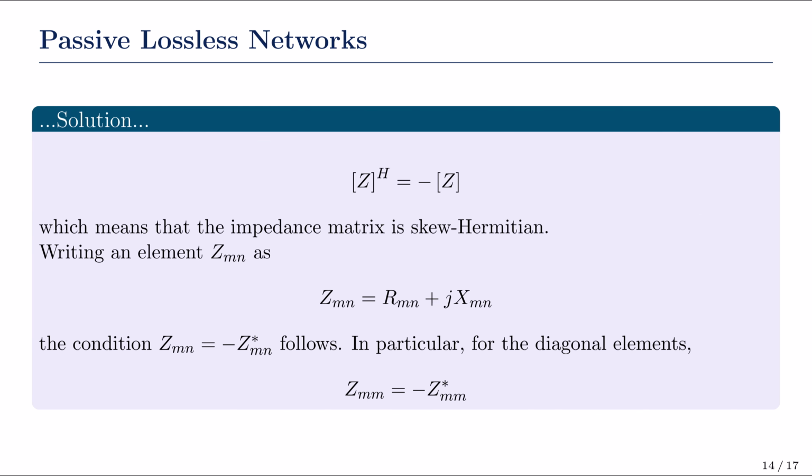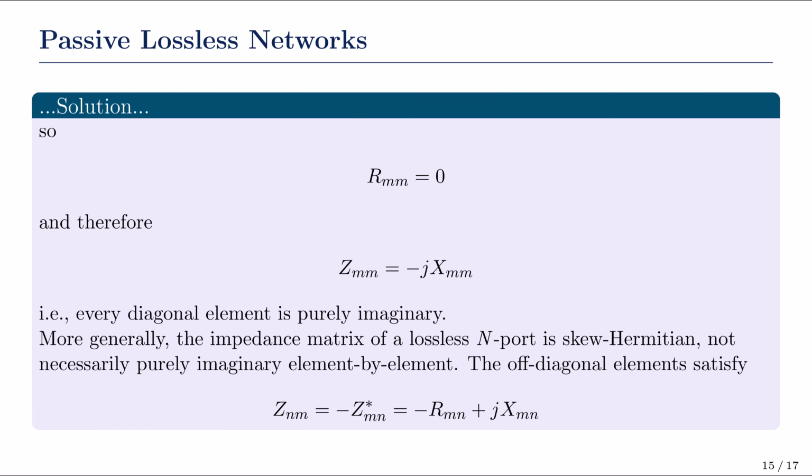Let's examine what the skew Hermitian condition means for an individual matrix element. For a diagonal element Z sub mm, the condition becomes Z sub mm equal to minus its own complex conjugate. Writing the element as a real part plus j times an imaginary part, this relation requires the real part to be zero. Therefore, every diagonal element of a lossless network's impedance matrix is purely imaginary, even when the network is non-reciprocal. The situation is different for off-diagonal elements.